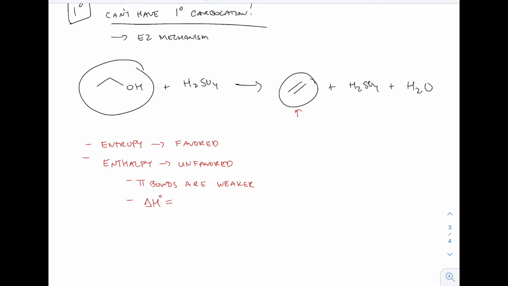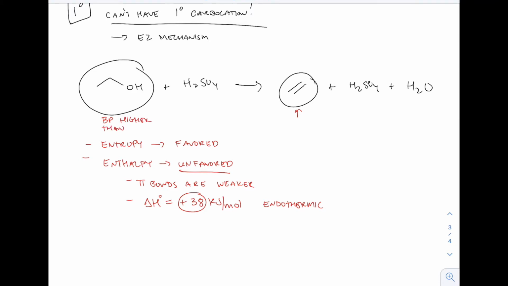So the delta H for this particular reaction is actually positive 38 kilojoules per mole. And what that means is that this is an endothermic reaction. So we have to put energy into this system. And positive 38 is a decent number. But the cool thing about this one is super fun.